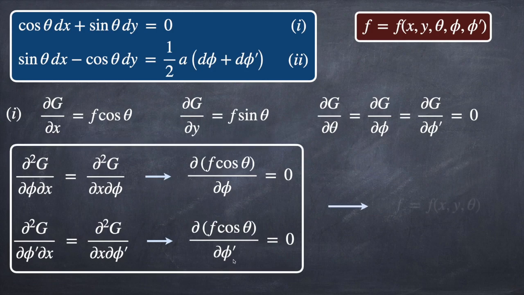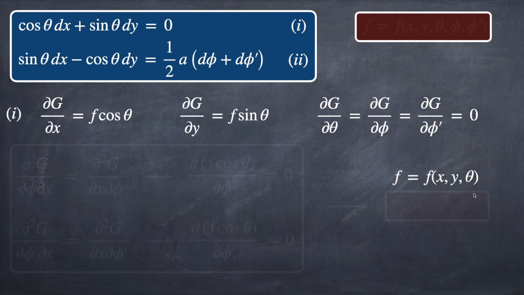And now, what we conclude, since cosine of theta is a constant concerning the partial derivative with respect to phi or phi prime, then we will obtain here that del f del phi is equal to 0, and del f del phi prime is equal to 0. And then f, which was a priori a function of all these coordinates, now we just found that it is not a function of phi or phi prime. It is a function of x, y, and theta only.